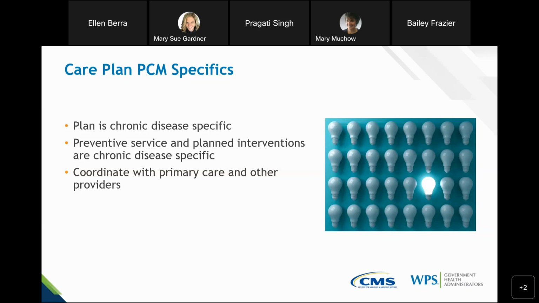If everybody's talking to each other, then everyone's going to be more than likely to be on the same page, and therefore the beneficiary is not getting conflicting information. They're not getting medications added without everyone knowing the same information.